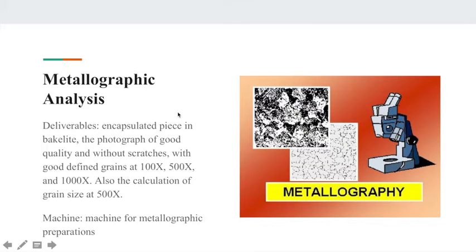Then metallographic analysis. The deliverables are the encapsulated piece in bakelite, the photograph of good quality and without scratches, with good fine grains at 100 times, 500 times, and 1,000 times. Also a calculation of grain size at 500 times, as I said at the beginning of the video. The machine used was the machine for metallographic preparations.